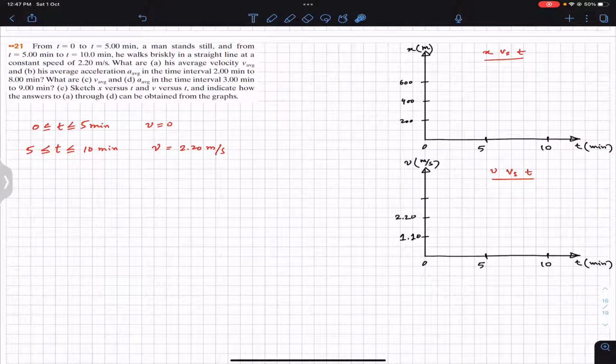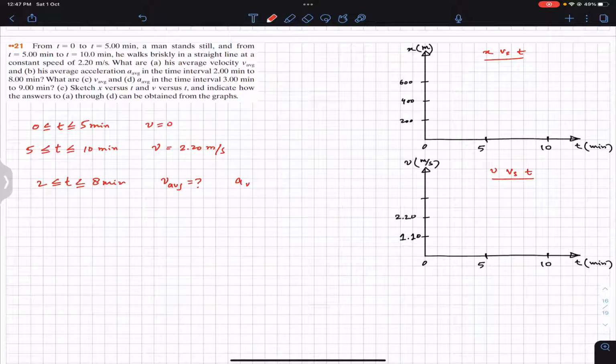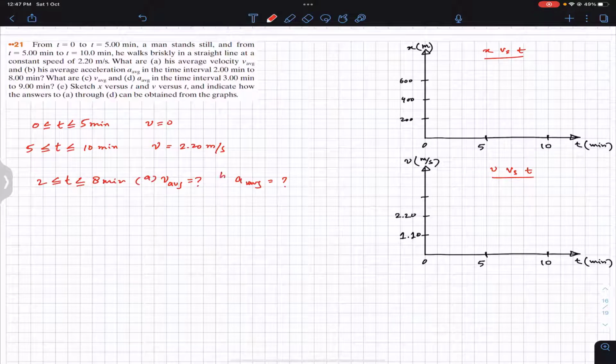Next it is said: what are his average velocity and his average acceleration in the time interval between 2 minutes and 8 minutes? So for parts A and B, the time interval is greater than or equal to 2 minutes and less than or equal to 8 minutes. For this interval we have to find the average velocity and the average acceleration. So this will be the answer for parts A and B.